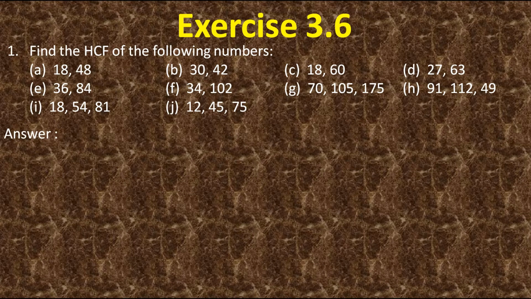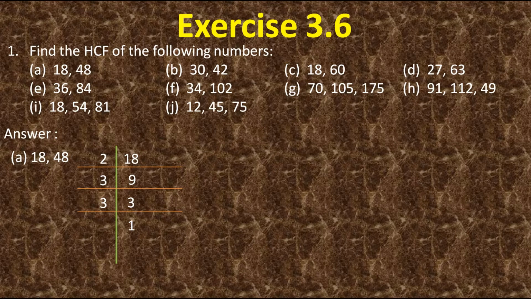Here the first numbers are 18 and 48. Here we will use the prime factorization method to find HCF. So we will find the prime factorization of 18. As 18 is an even number, we will choose the first prime number, that is 2. 2 9s are 18. Okay, 9 is an odd number, therefore we will divide it by 3 now, because 3 is the next prime number. 3 3s are 9. Next 3 1s are 3.